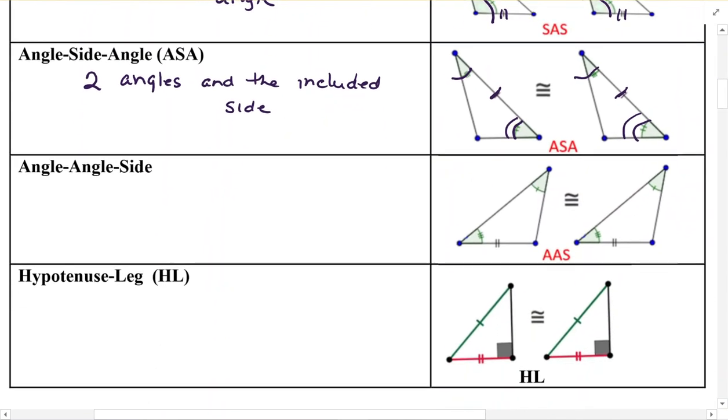The next one is angle, angle, side. So we would have an angle, and then we go down to the next one that was congruent. So the second angle, and then the side. So two angles and the non-included side.